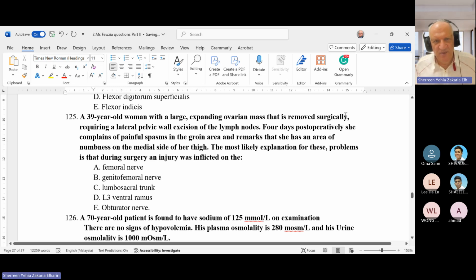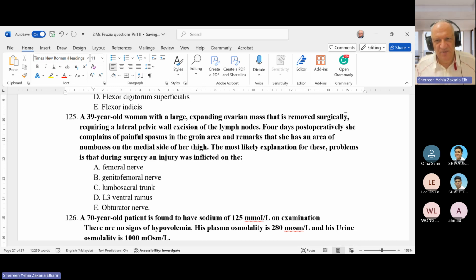Next question. A 39-year-old woman with a large ovarian mass had it removed surgically. It required lateral pelvic wall excision of the lymph nodes. Four days post-operatively, she complained of painful spasm in the groin, with an area of numbness in the medial side of her thigh. The most likely explanation for this problem is that during surgery the surgeon injured what? It is important. Genitofemoral nerve?